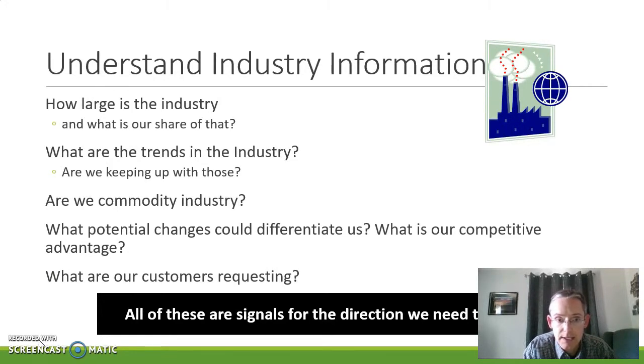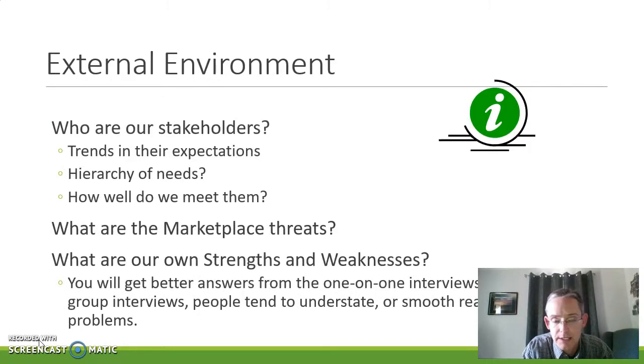From that, we need to understand our industry itself. So when I say that, what do I mean? I mean, understand what is our share of the industry that we are in? What are the trends in that industry? Are we keeping up with those or not? Are we a commodity industry? That'll drive us to some different technology decisions than if we're really in a value shaping industry. And what potential changes could differentiate us? What's our competitive advantage? And what are our customers really asking us for? All of these are signals for what direction we need to take.